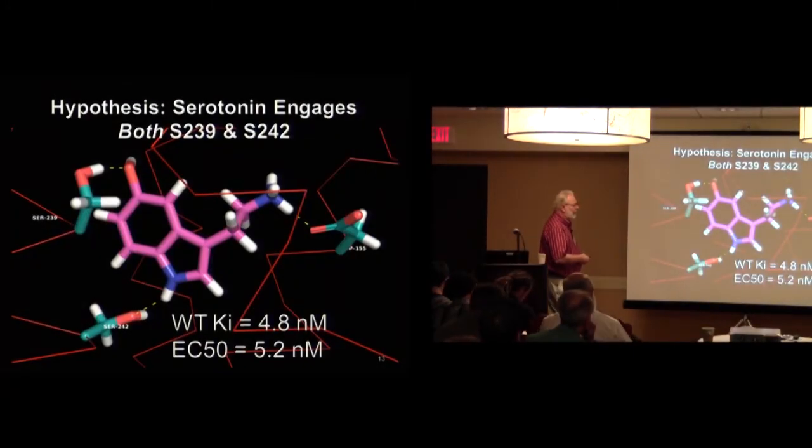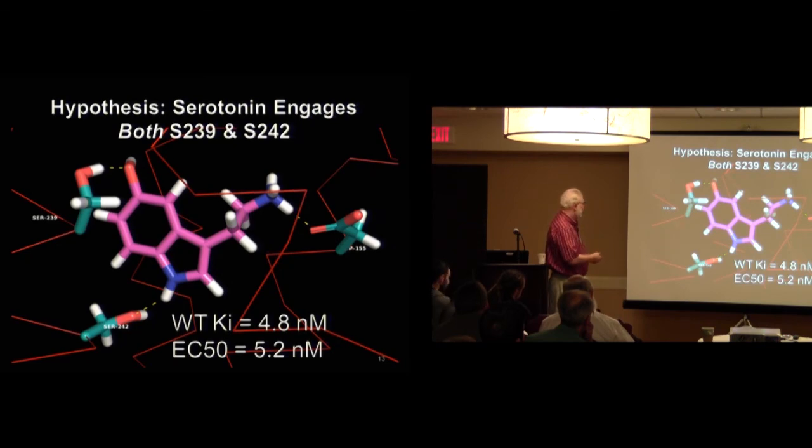So in our earliest homology model based on rhodopsin, here's sort of the way we rationalize that. So here's serotonin binding. Here's that asparagine one in transmembrane helix 3. Here's serine 239 and serine 242. So we envision binding of the serine 239 to the 5-hydroxy. And serine 242, we think, is an acceptor for a hydrogen bond from this indole NH. And in the wild-type receptor, the affinity is about 5 nanomolar, and the EC50 is about 5 nanomolar.